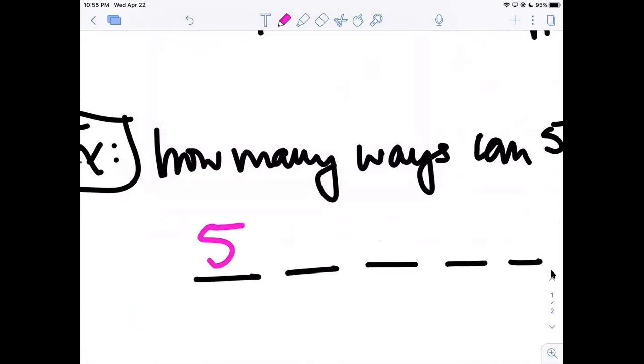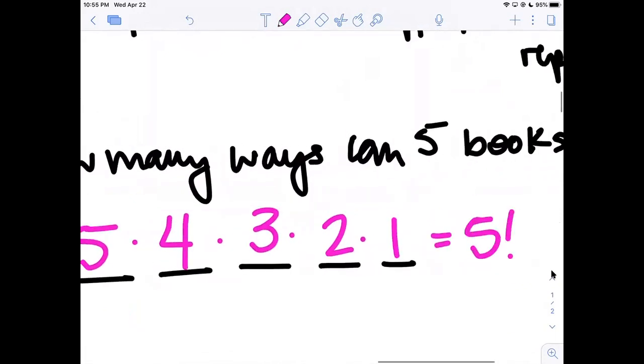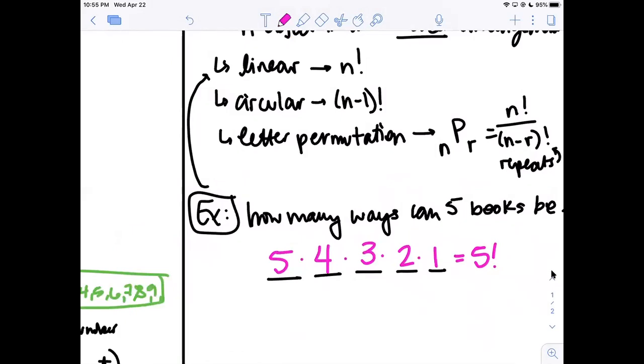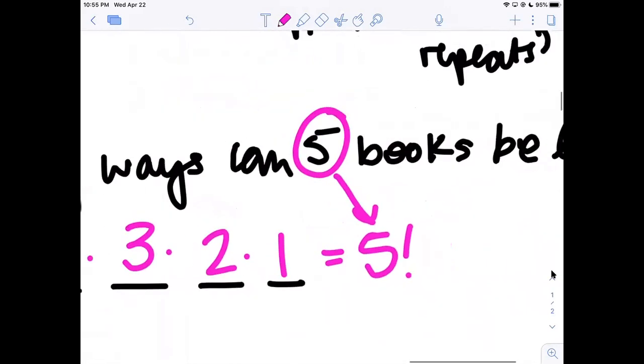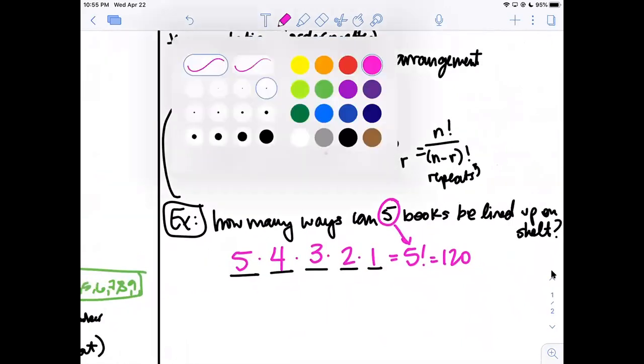Now you've got that book in order, so how many do you have for the next one? 4. Now you've used 2 books, so for the third book we have 3 options. Now that we've used the first 3 books, we only have 2 options left, and last we're left with 1. So 5 times 4 times 3 times 2 times 1 is the same thing as 5 factorial. That's why I told you linear is just n factorial. If we see that there are 5 books, you can go directly to 5 factorial options. And we learned a minute ago that that was 120 ways. All right, let's keep rolling.